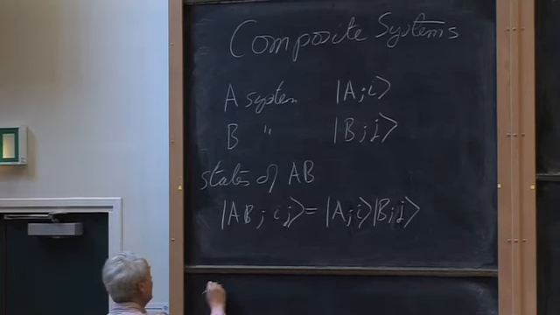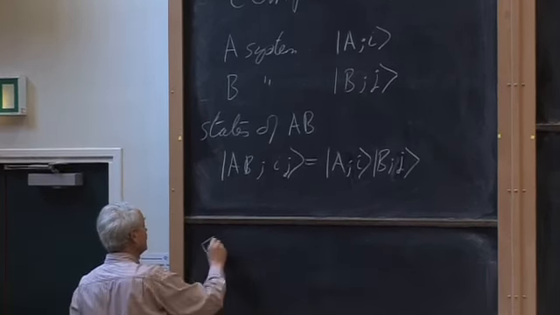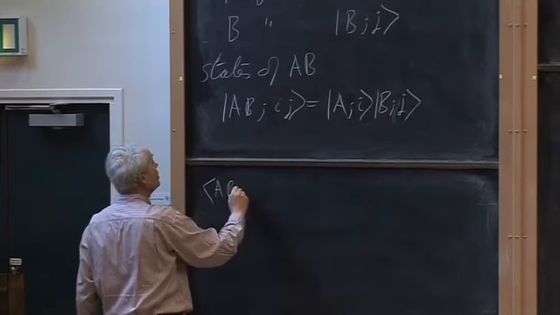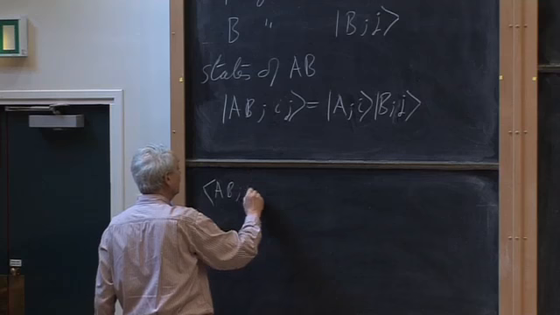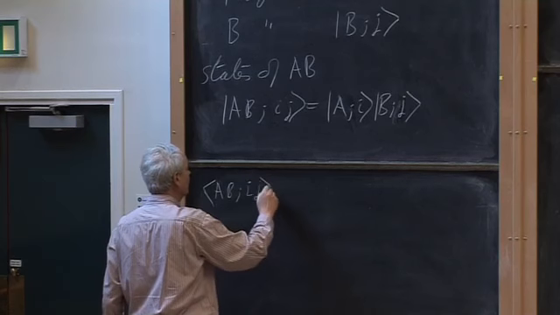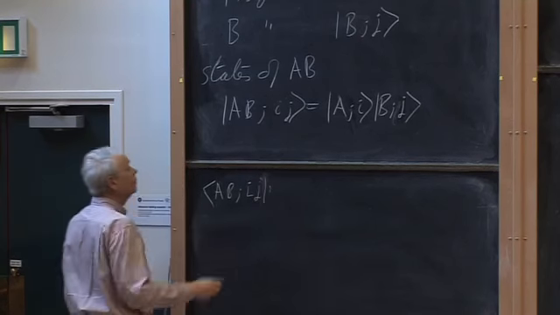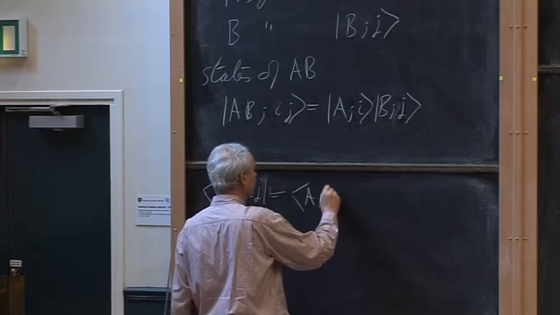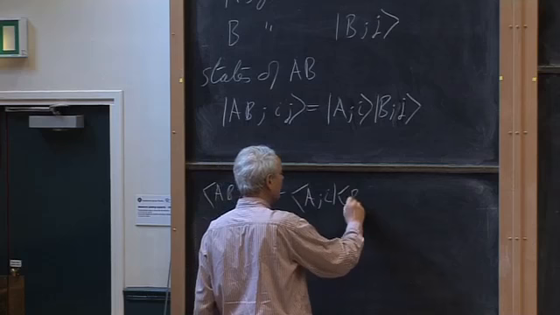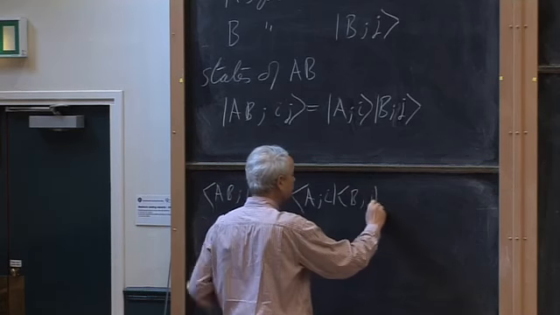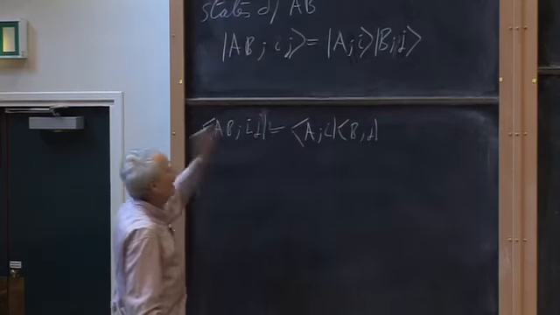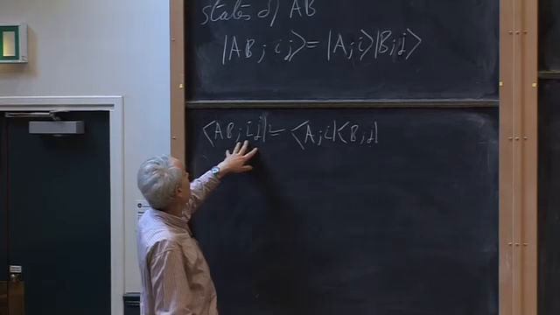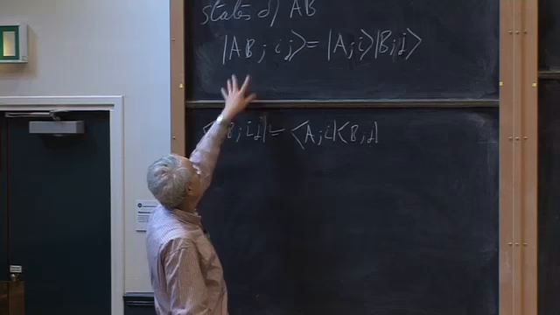Then we can have the bras. There must be associated bras. Since this is a state of a system, it has a bra, which is equal to, of course, the logical product of the bras. And we give meaning to this by explaining what happens when this goes onto this.